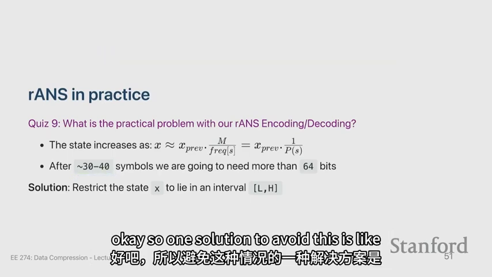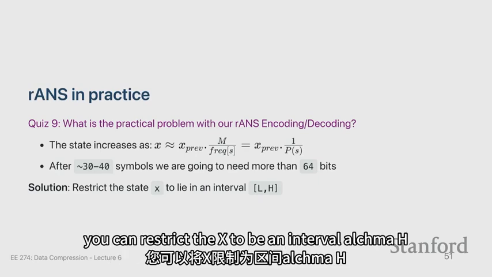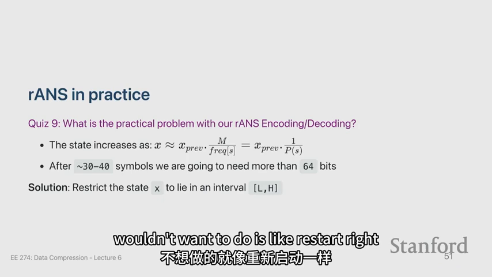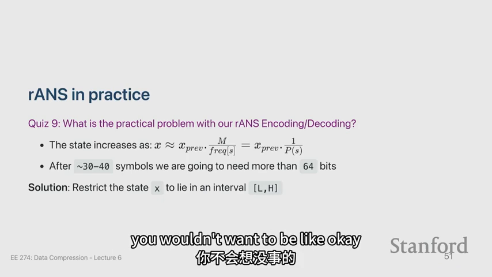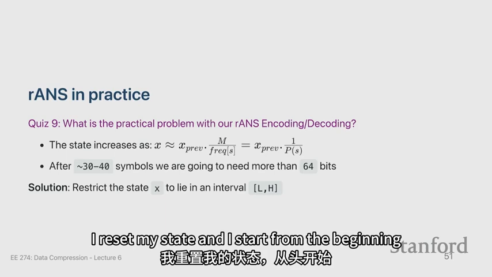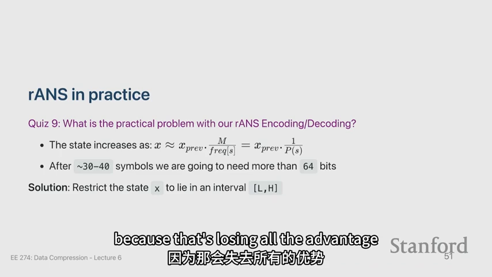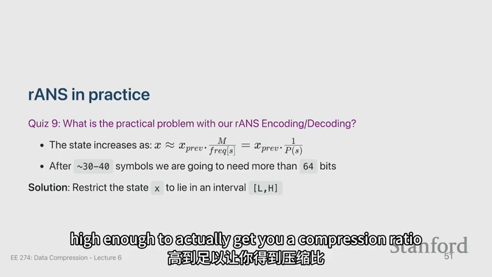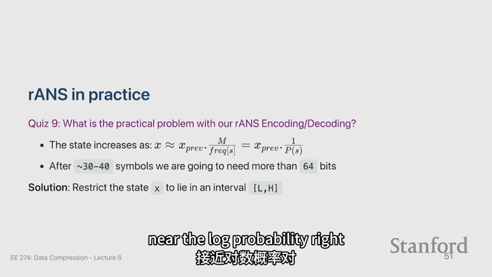Okay, so one solution to avoid this is that you can restrict x to be in an interval [L, H]. One thing which you wouldn't want to do is restart. You wouldn't want to say, whenever it overflows, I reset my state and start from the beginning, because that's losing all the advantage. It's losing the block advantage. It's losing the fact that states need to be high enough to actually get you a compression ratio near the log probability.